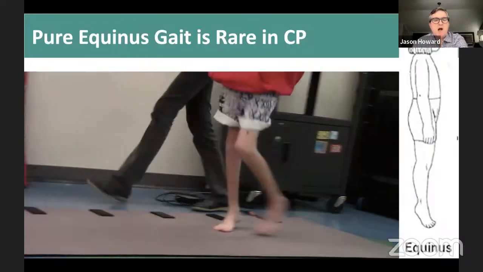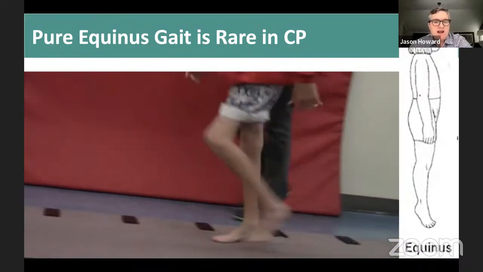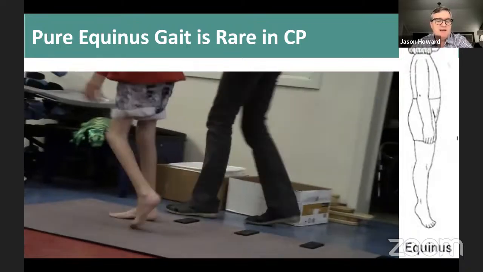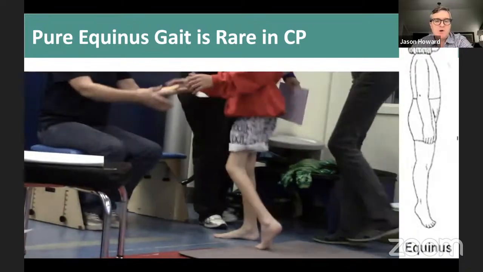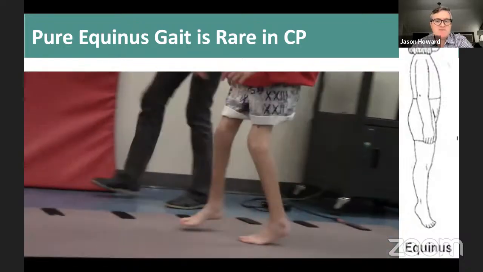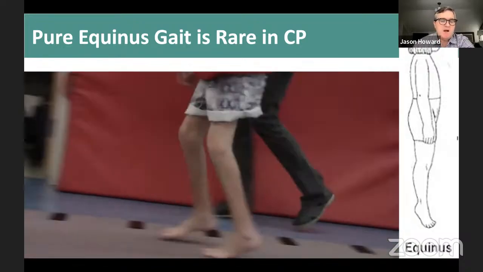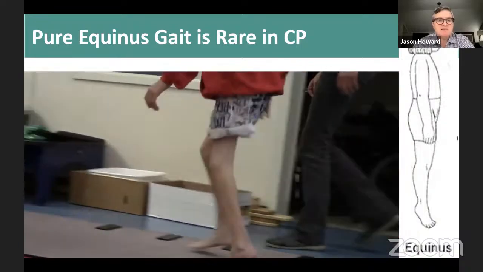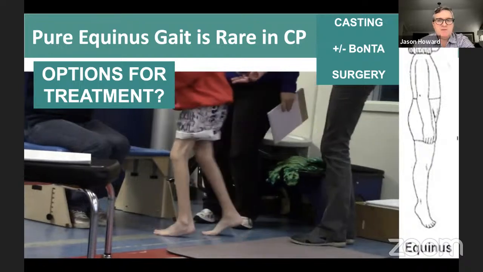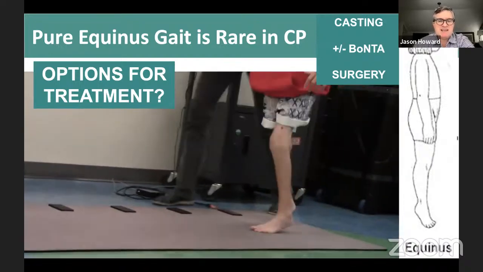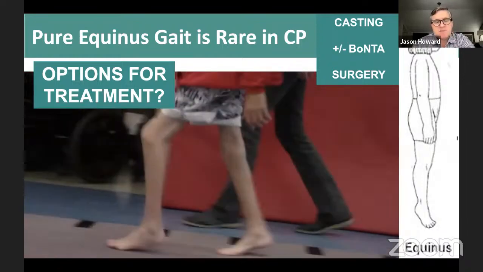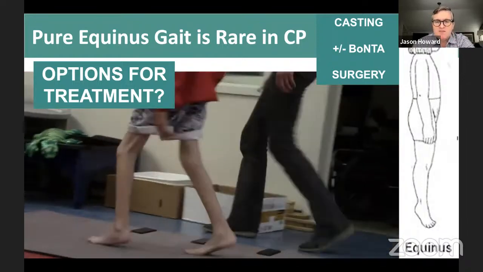But when you think about equinus, it's pretty rare actually on its own. Here's one of the few kids I could find that you would say is not really pure equinus, but is mostly equinus here. But this is kind of a rare event. So when you have pure equinus, you need to think, is there anything else upstream that I need to deal with? And the options for treatment here for this kid at his age, around 5 or 6 I believe, will be casting plus or minus botulinum toxin, but that's a whole other talk.